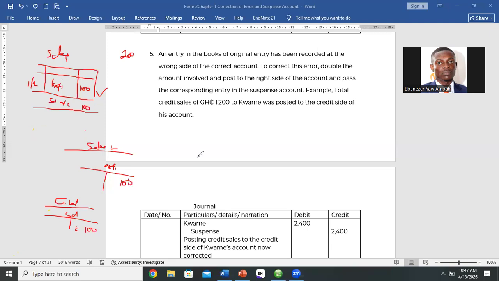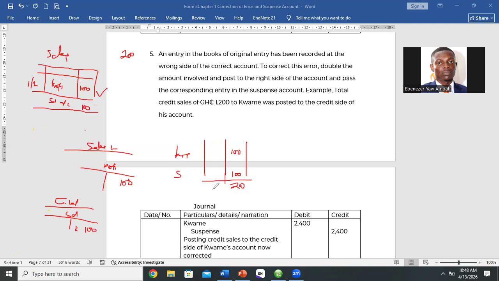So I went ahead to say that if we go ahead to prepare our trial balance for this error, you see that Kofi would have a credit of what? 100, isn't it? And then the sales account will also have a credit of 100. And so when you balance your trial balance, you would have 200 at the credits, and the debit side will be 0.